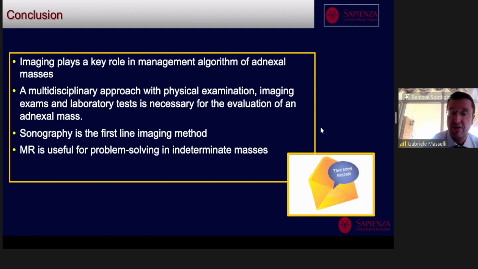And the first step when you read an MRI examination is to detect the ovaries. If you detect the ovaries and the lesion is not related to the ovaries, you can easily differentiate ovarian from non-ovarian lesions.